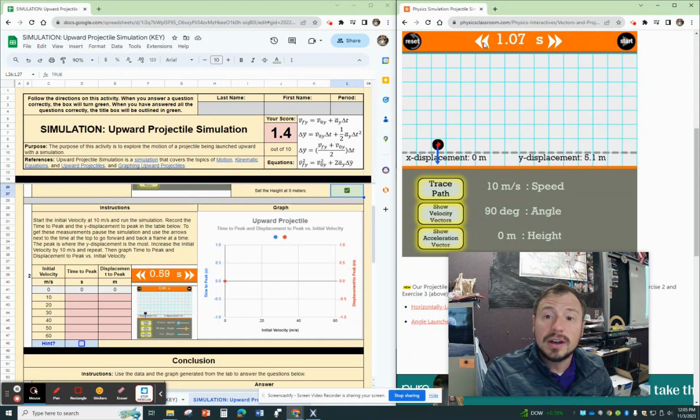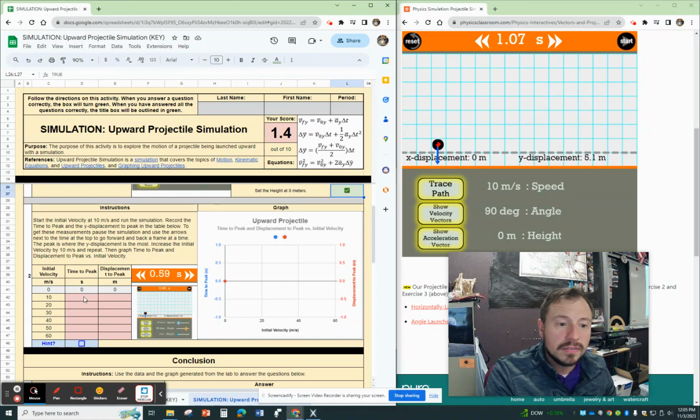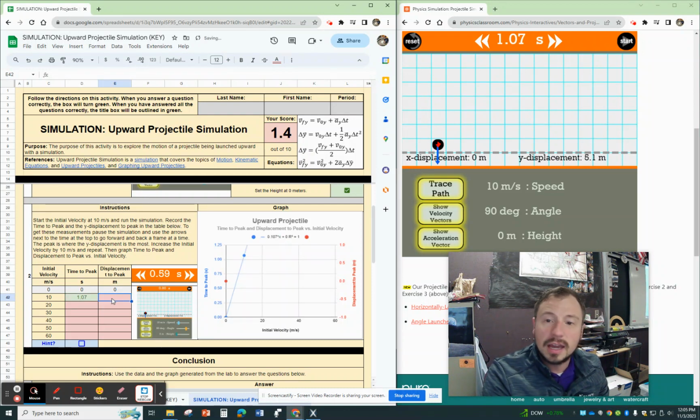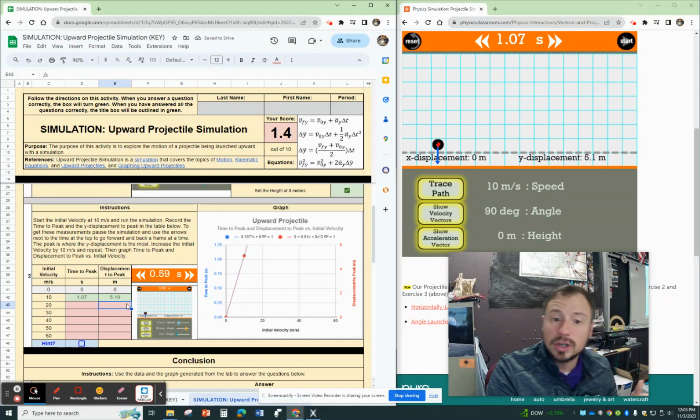Notice now it's at 5.1 meters. Okay, so I go up, 5.9. So it's going back down. You can see here, this is that point. So I'm going to pick the tallest point right here, and you can see it is at 5.1 meters, and the time is 1.07. So I come in here and I get 1.07 seconds, and that y displacement is 5.1 meters. Good.